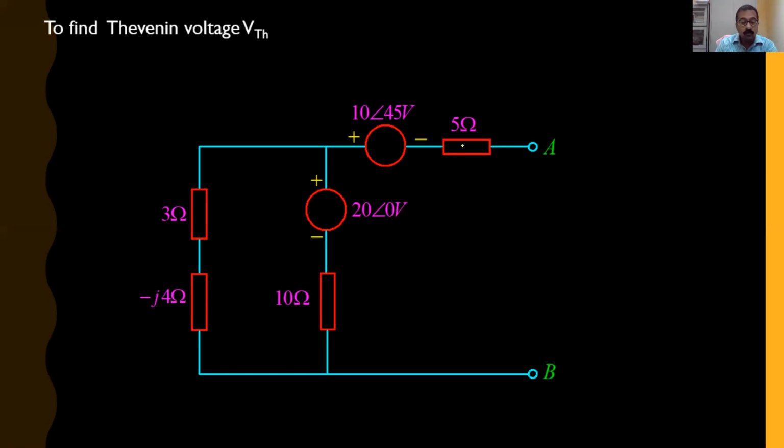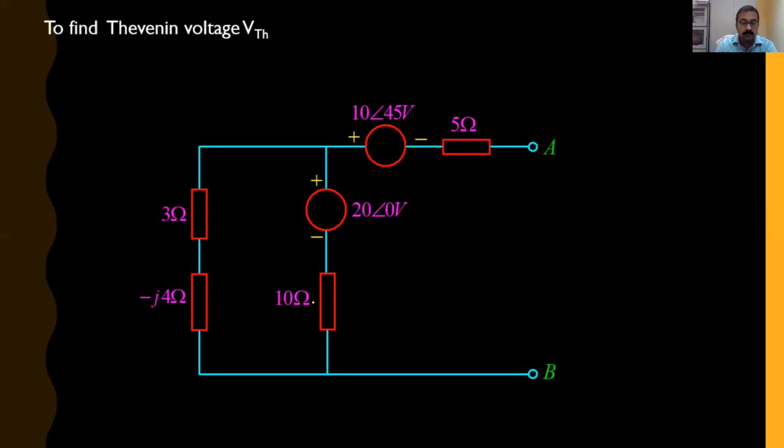Does it mean that there is no voltage across A and B? No, there can be voltage. Because here directly there's a 10 angle 45 voltage source. Here also there's a 20 angle 0. Now we have to see whether a potential exists across the 10 ohm, right? So the algebraic sum of all these things will be the voltage seen by the terminals A and B.